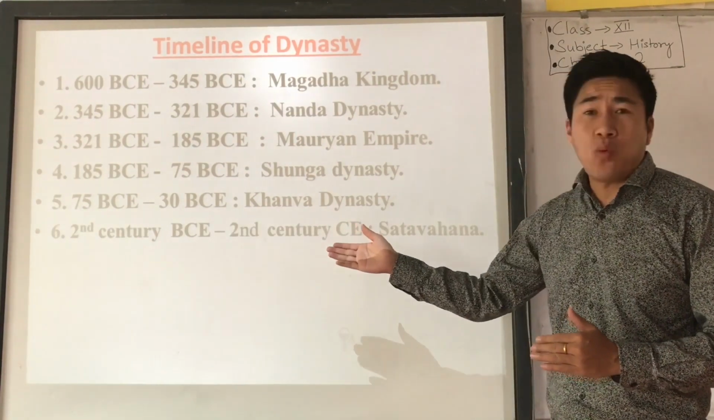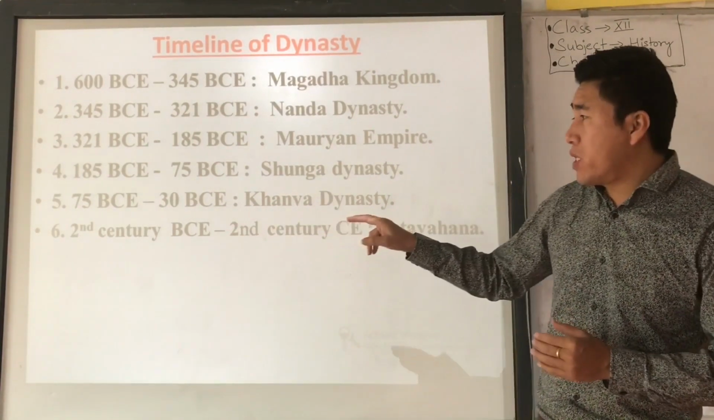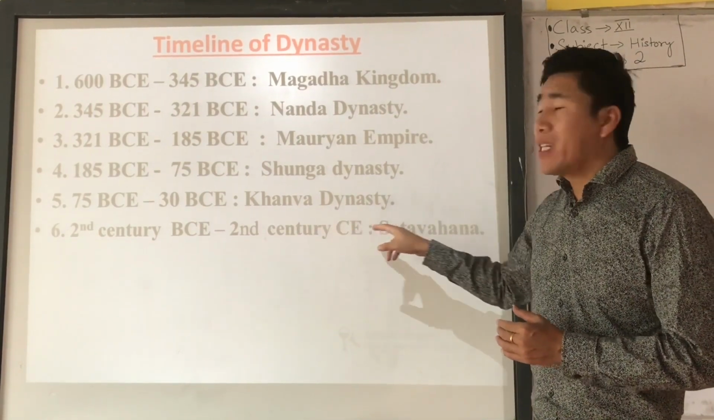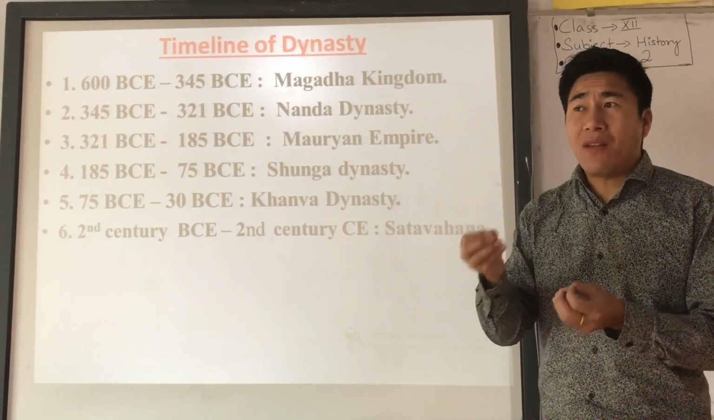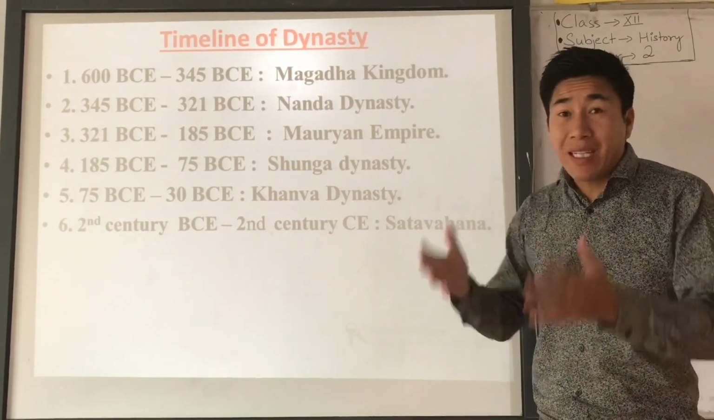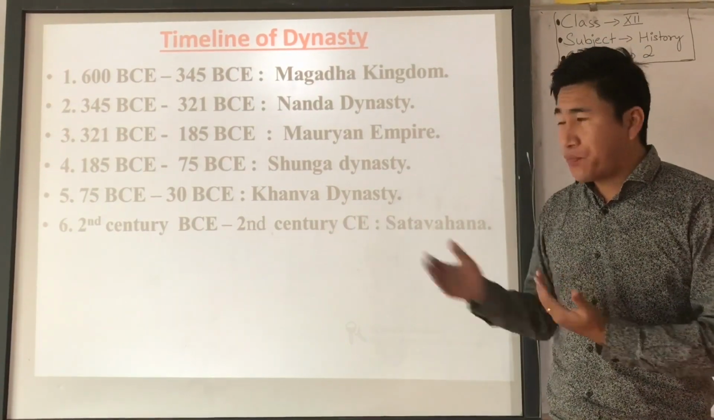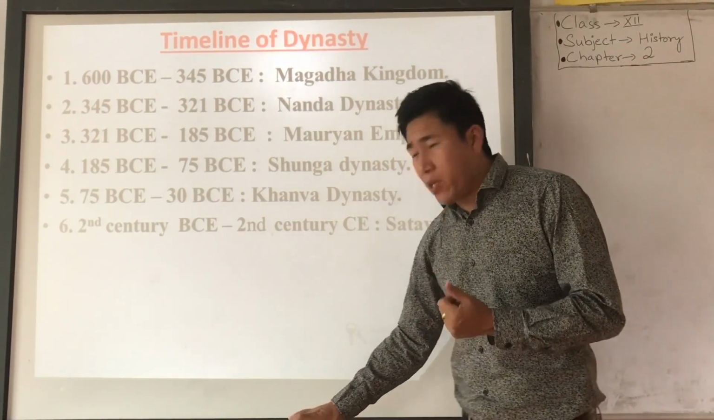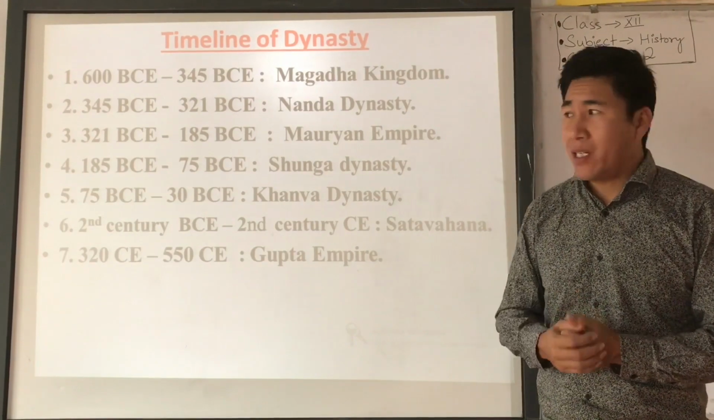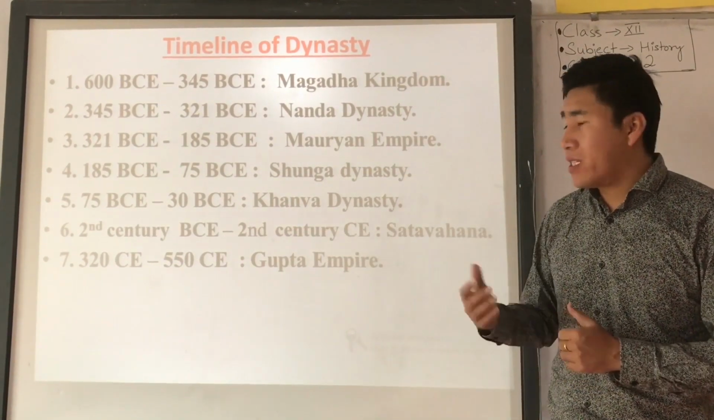Then we have the Satavahana dynasty. The Satavahana dynasty is circa 2nd century BC to circa 2nd century CE, meaning AD, because we don't have the exact date. Even historians have never given the exact date when this happened, right? So we put circa before this date. Then a very important dynasty, we have the Gupta dynasty, from the 3rd century CE to 550 CE.